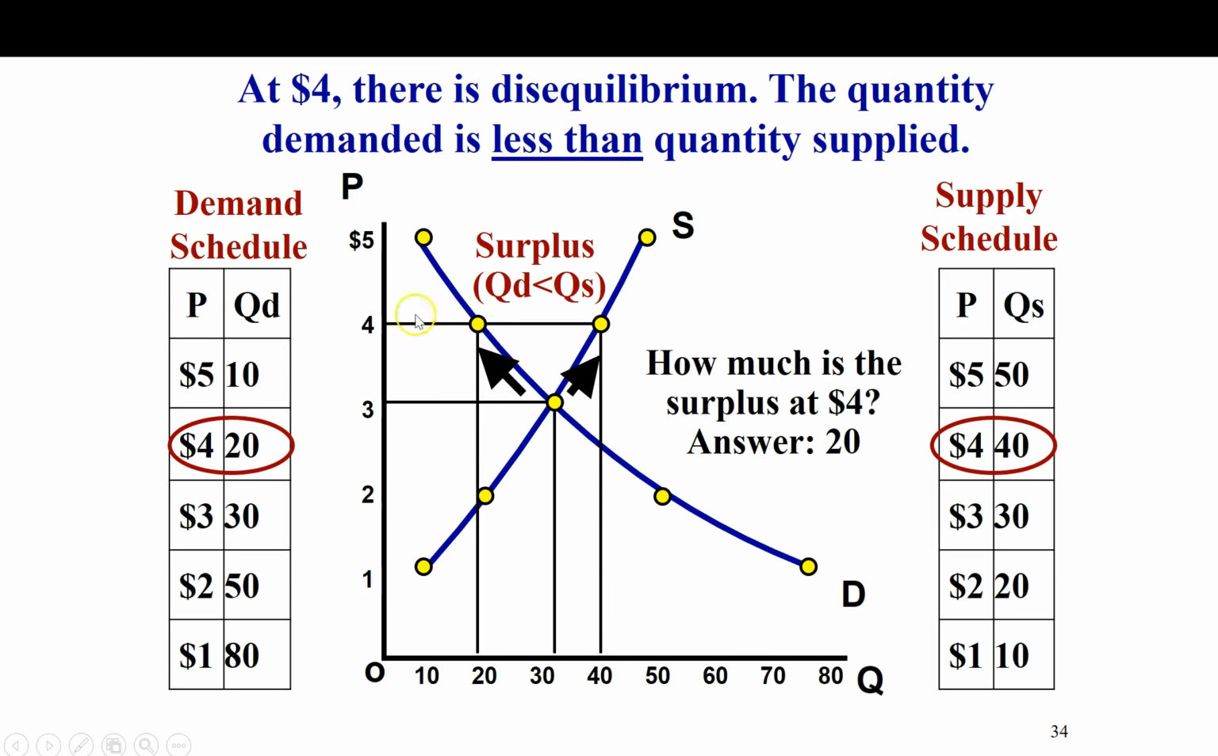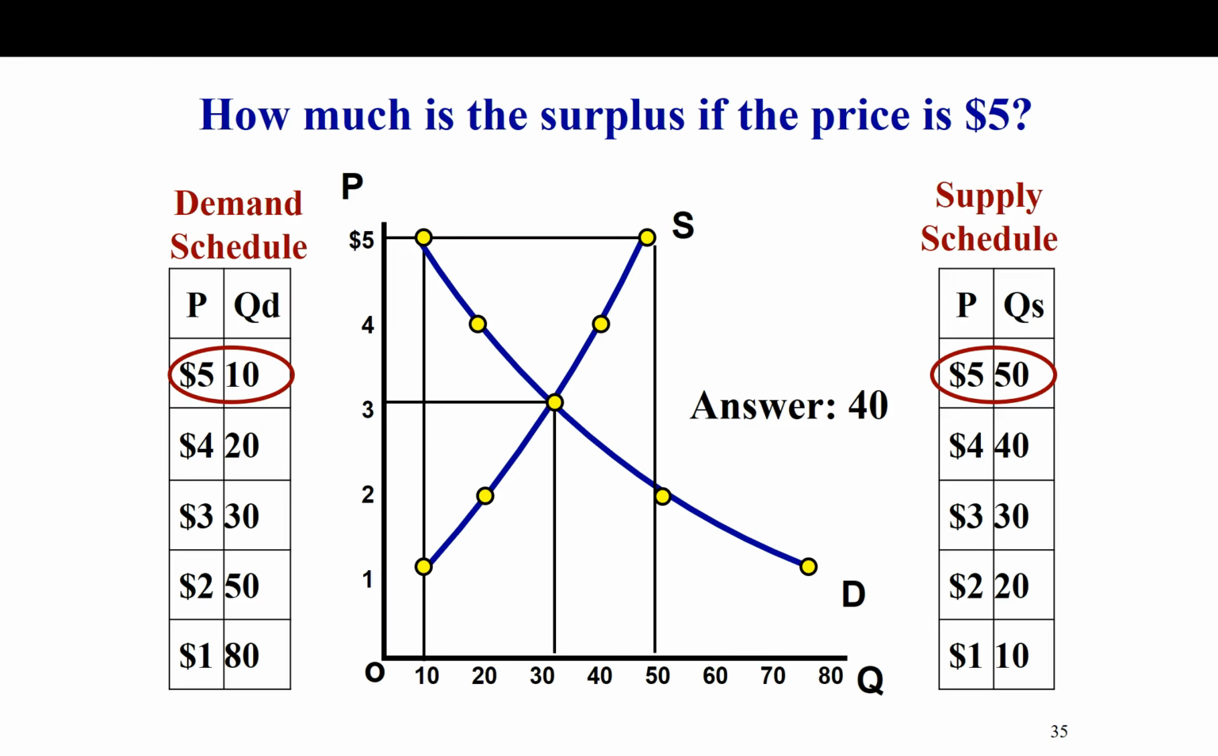And so we can measure the surplus here. We can say at $4, we can see that there's a surplus of 20 units, the difference between 40 units supplied and 20 units demanded. The surplus at a price of $5 could also be calculated. You can see that pretty easily here. We can again just look at the quantity demanded versus the quantity supplied and subtract the two and get a quantity of 40 here.